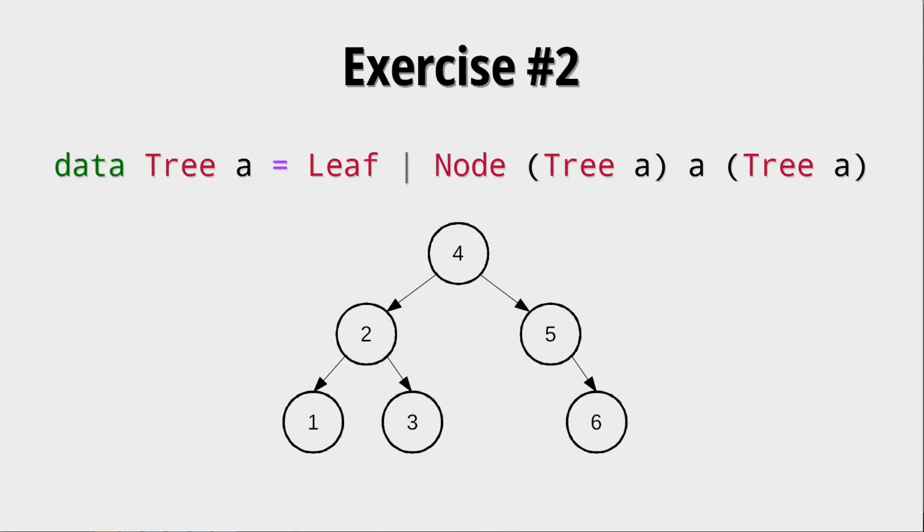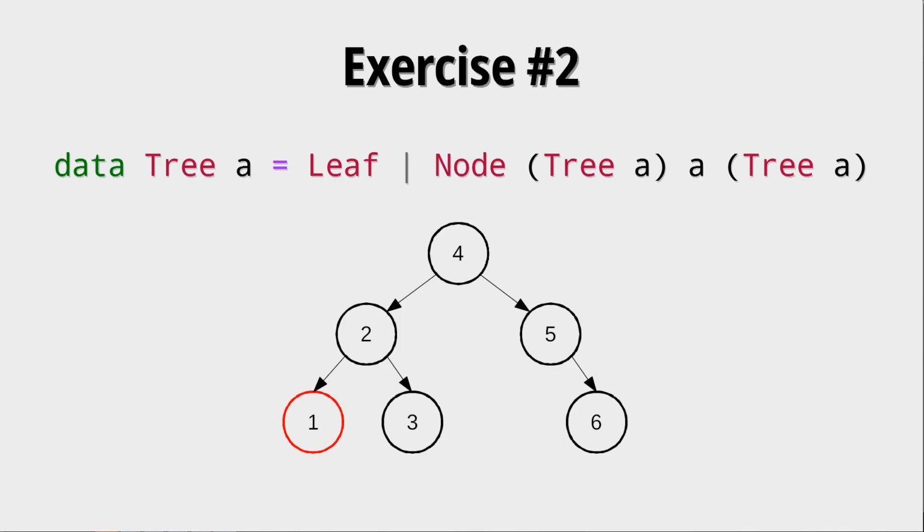Exercise 2 is still working with the same data type, but now we want to look at trees that actually have ordered values. In this case, we want to use the ordering that we have in a binary tree. So the value of the node of the left subtree has to be smaller than the value in our current node, and the right node has to have a value bigger than our current node. So just the normal ordering for binary trees.